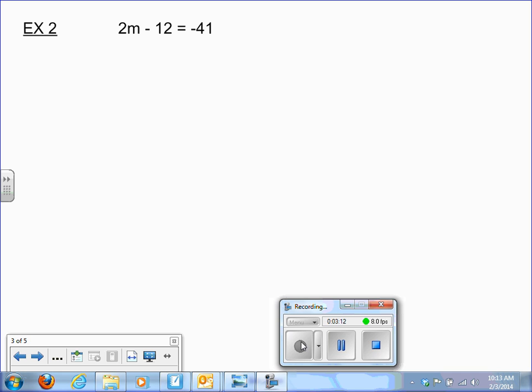Okay, example 2 says 2m minus 12 equals negative 41. All right, so what we're going to do first, every time we see subtraction, we're going to change it to addition. So our next line is, who can tell me what the equivalent addition is for 2m minus 12? Malik: 2m minus 12 plus 12 equals 41 plus 12. Okay, we are going to add 12 to both sides. But before we do that, I want to not have subtraction anymore. Who can rewrite it with addition? It would be 2m plus negative 12 equals negative 41.